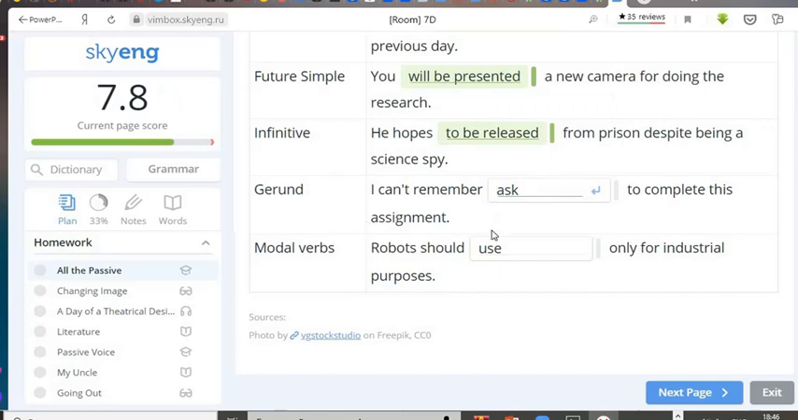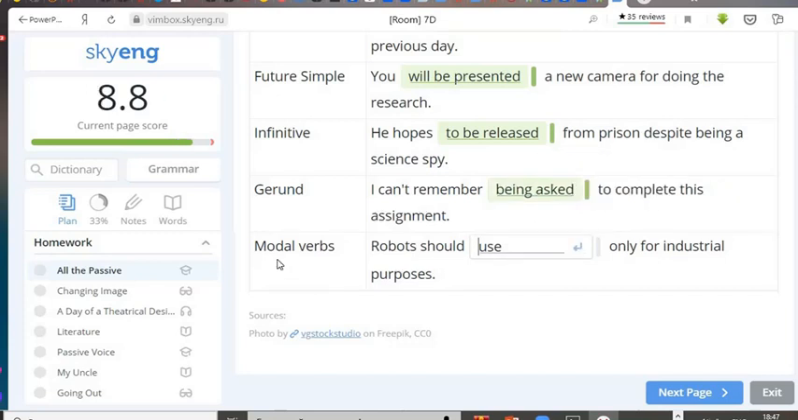Gerund. I can't remember ask to complete this assignment. I can't remember being asked. So, and the last one is modal verb. Robots should use only for industrial purposes. Of course, should be used only for industrial purposes.